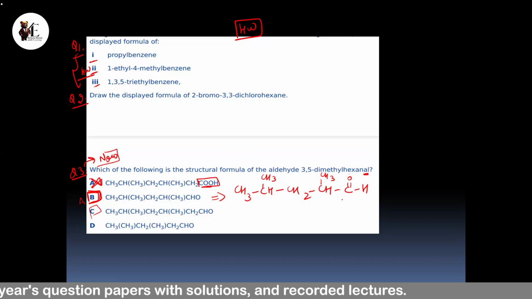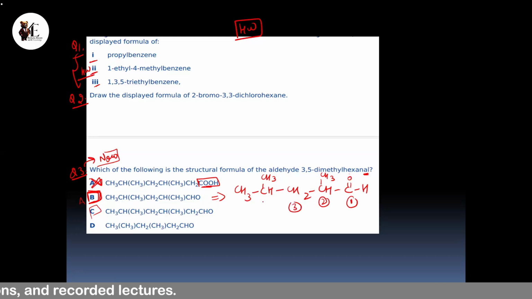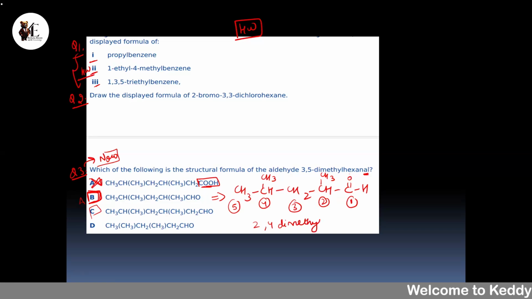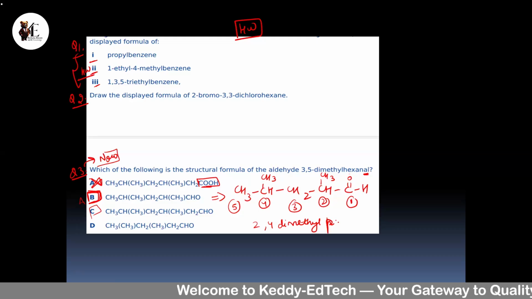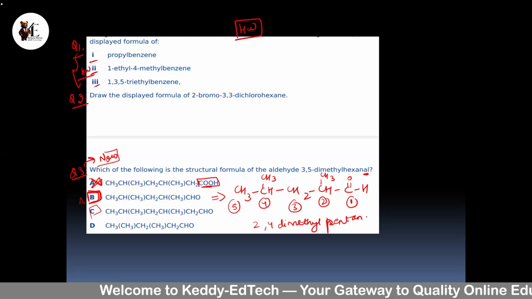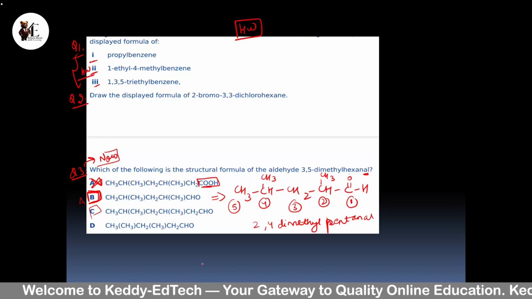So if we want to name this compound, then obviously counting will start from here because functional group lies here. 1, 2, 3, 4, 5. So it should be 2, 4 dimethyl pentanol. There are 5 carbon atoms in the root chain. So B cannot be the answer.